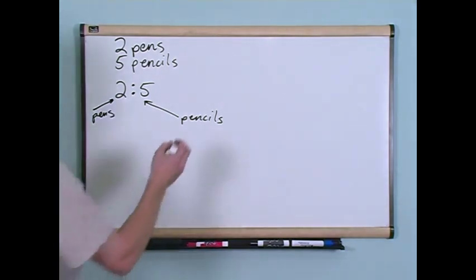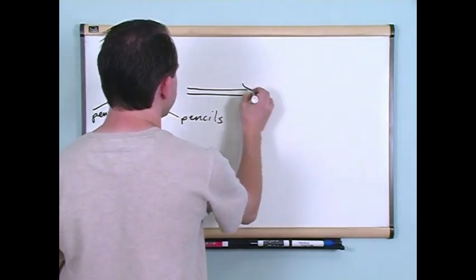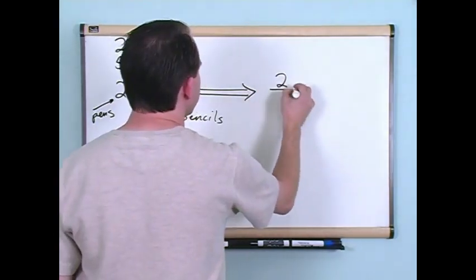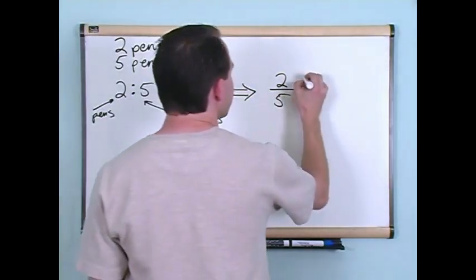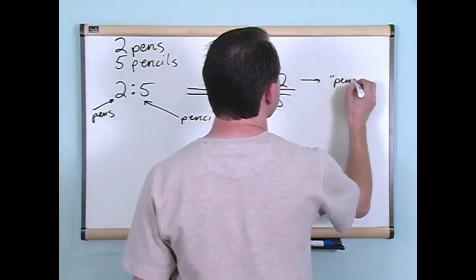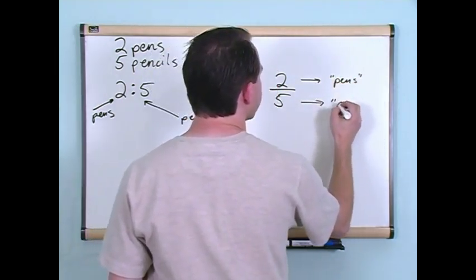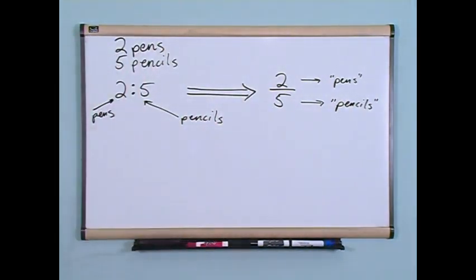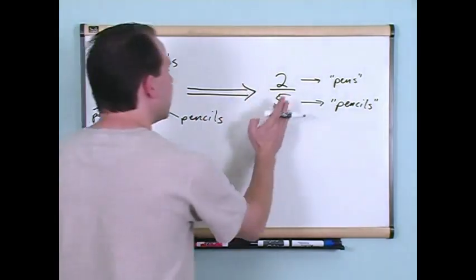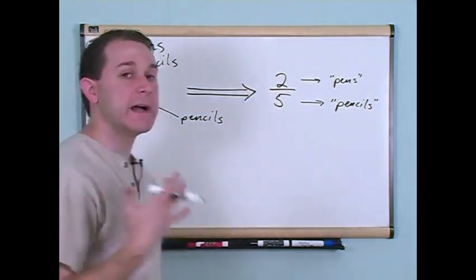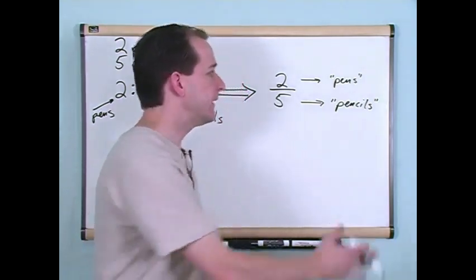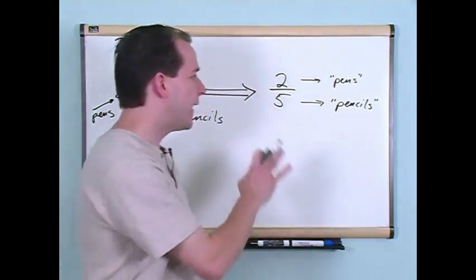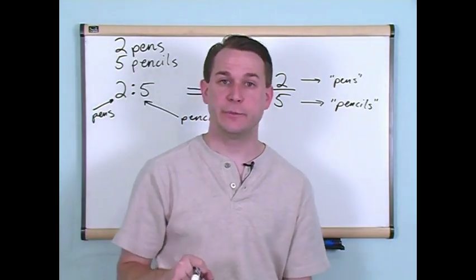Now you can also write it as a fraction, and that's really the much more common way to do it. Because you have 2 numbers here, you could have a 2 on the top and a 5 on the bottom. This number is the pens, and this number corresponds to the pencils. What it means is that for every 5 pencils that I find in a drawer, let's say, I think that I should find 2 pens. That's what a ratio means. For every 5 pencils, I should find 2 pens.